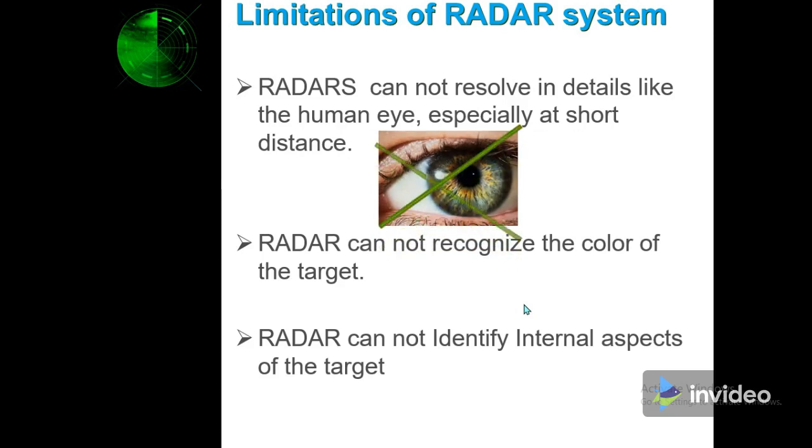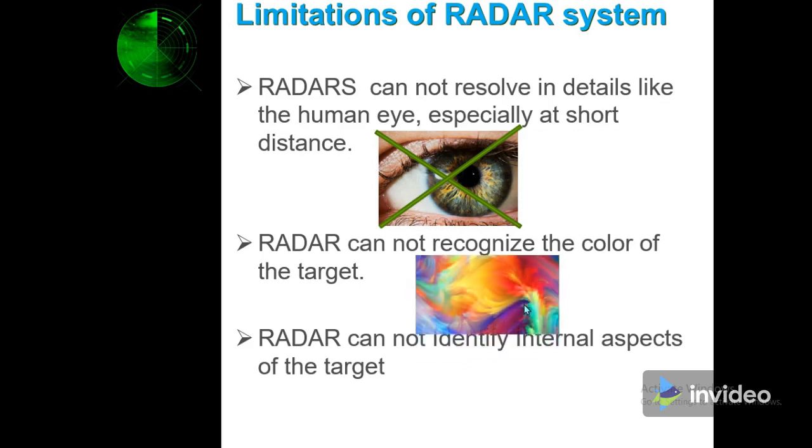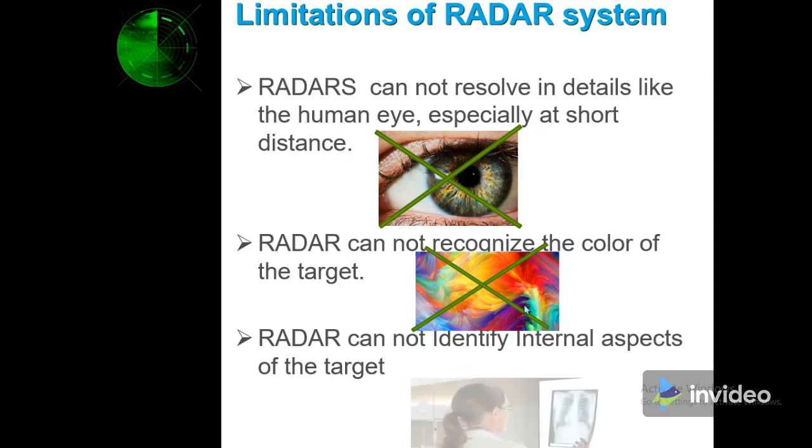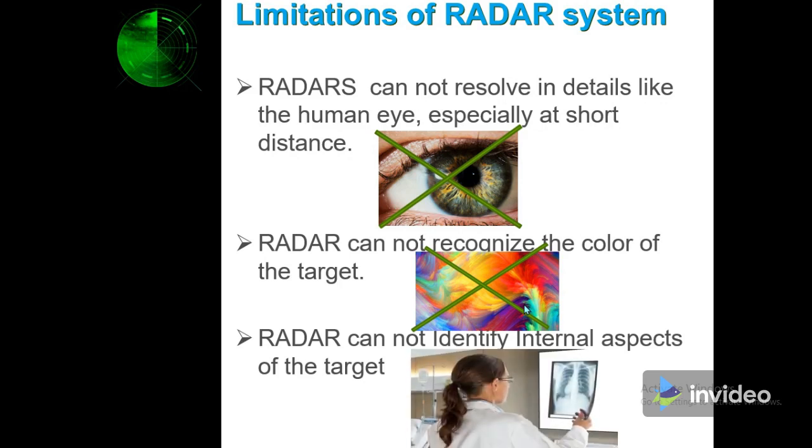A radar cannot recognize the color of the target. How our human eye perceives the color of the object, the radar cannot perceive that. And radar cannot identify the internal aspects of the target. It means it cannot do X-ray vision as we do. How the doctors take X-ray of our body, it cannot do that. So cross for that too.